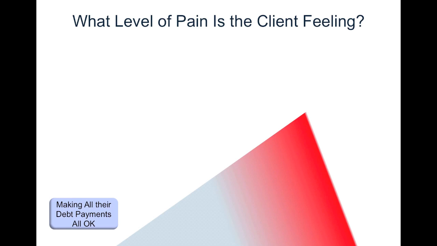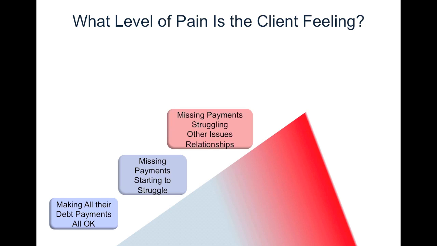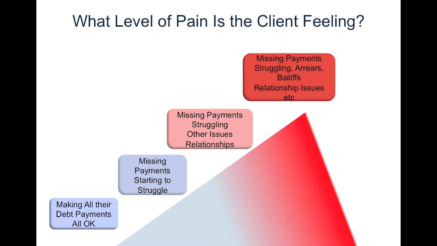Well, if they're making all the payments and everything's all tickety-boo, but they're a bit worried about their job or something, then that's a possibility that they've got a slight concern. When they start missing payments, then of course they start to become anxious. Missing payments, struggling, and other issues, including their relationships. Really missing payments now, and they're starting to get creditor pressure. They move from anxious to scared.